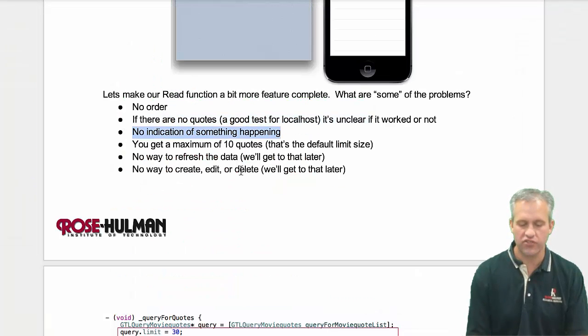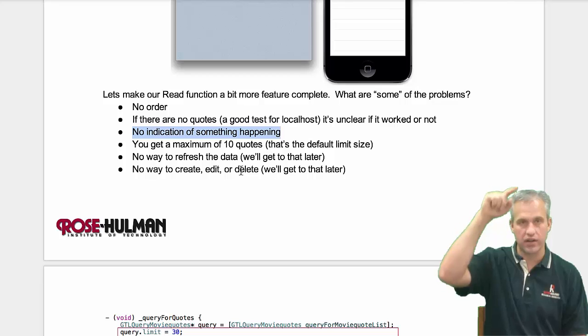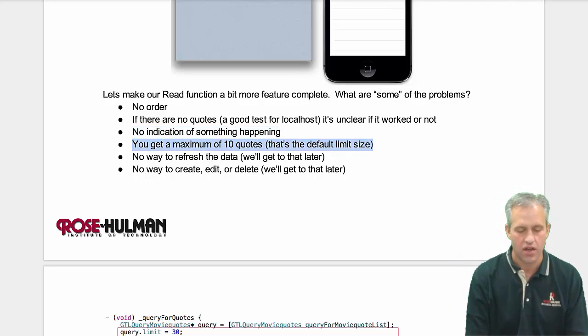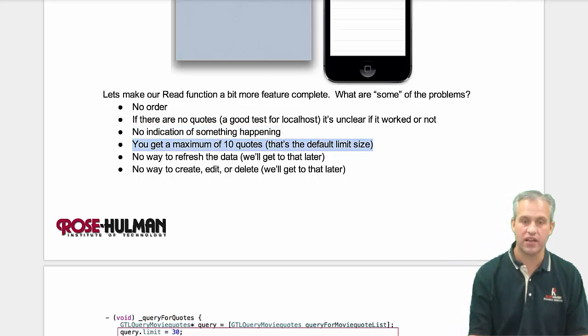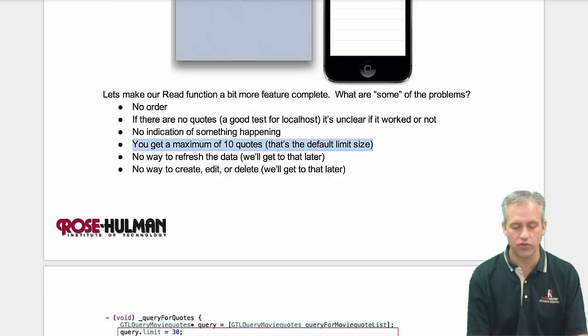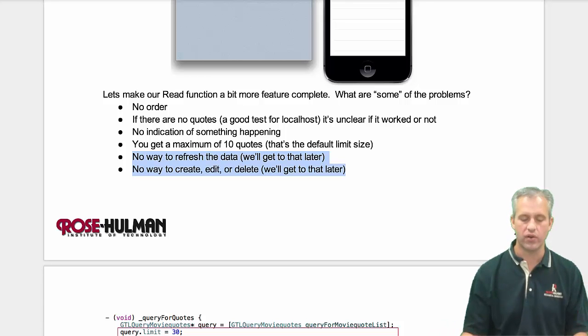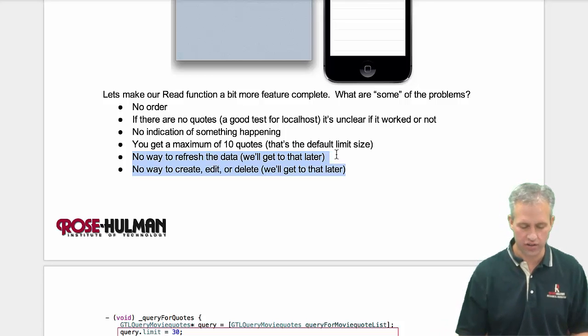There's also no indication of something happening. Usually there's a network indicator at the top. We could fix that. There's a limit that we're only getting 10 quotes. You may not even know that, but that's the default size. You only get 10 quotes. And then there are things we'll do in later videos: there's no way to refresh, create, edit, or delete.